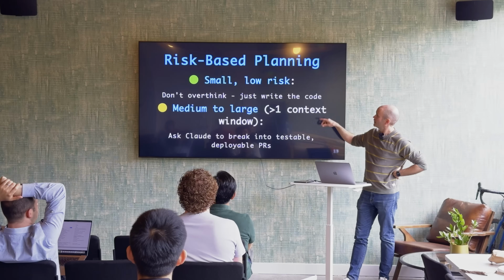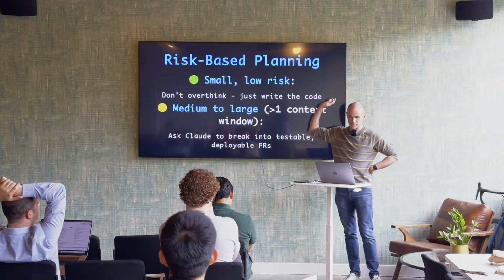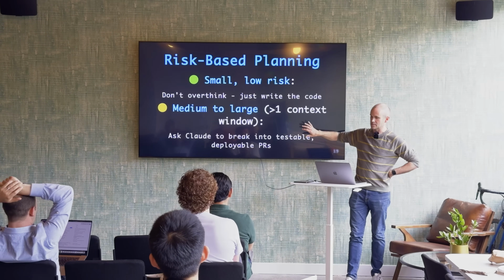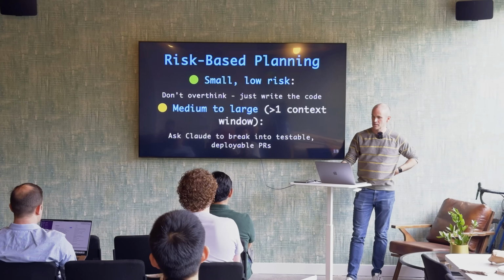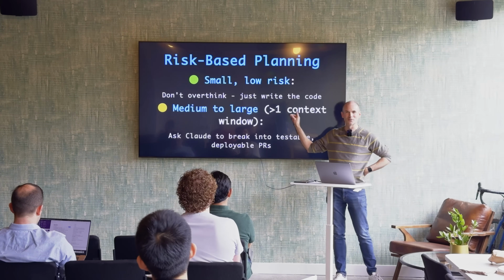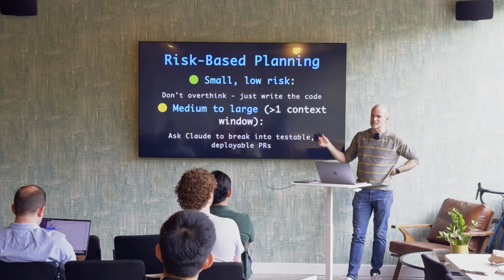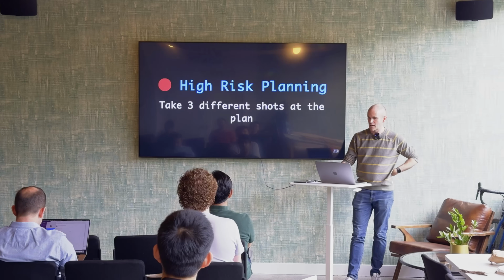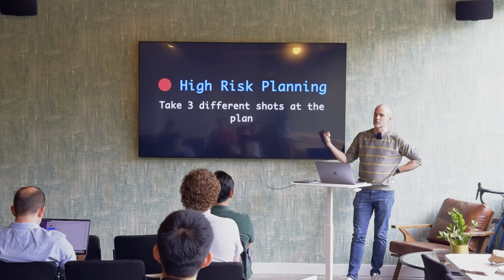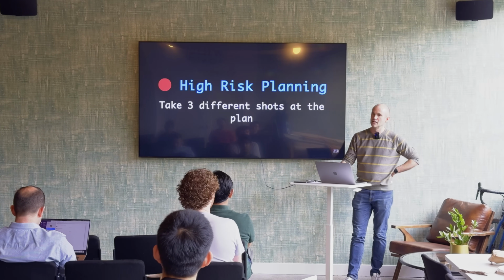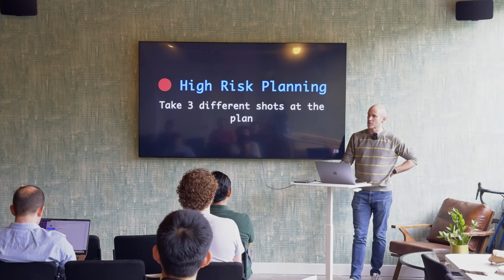So risk-based planning: if it's small, don't overthink, just write the code. Medium to large, you gotta break it into testable, deployable PRs. I think of this in terms of context windows, and for me, it's about a PR sized chunk of work. And then high risk, I think you should take 2 or 3 shots at the plan. You should really work over it with Claude.